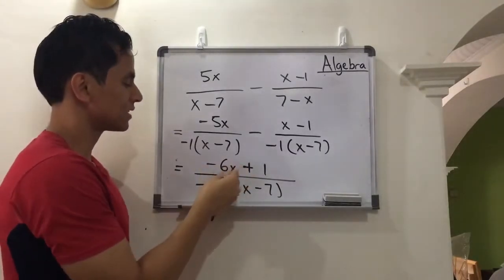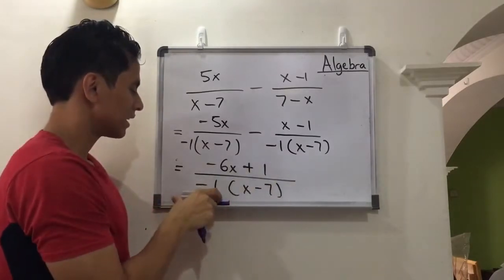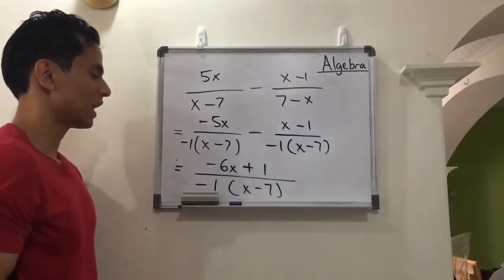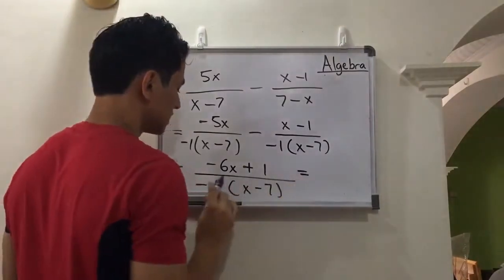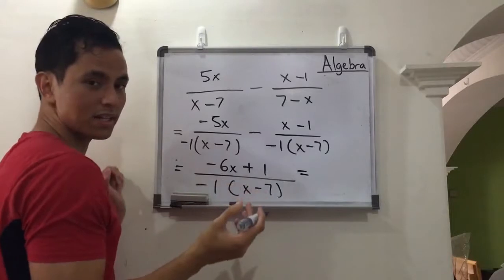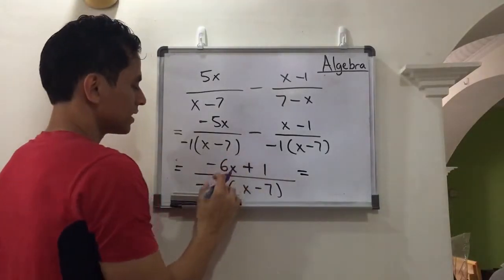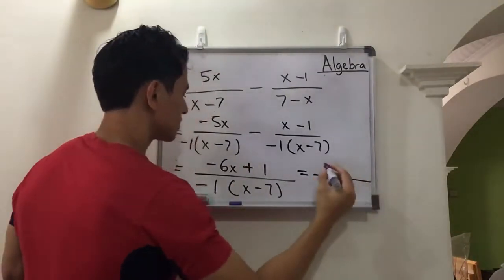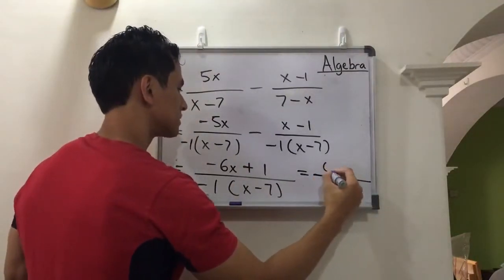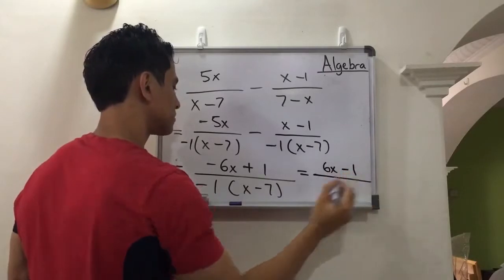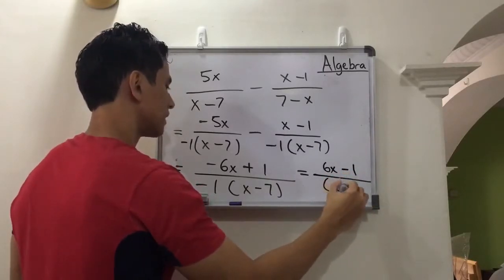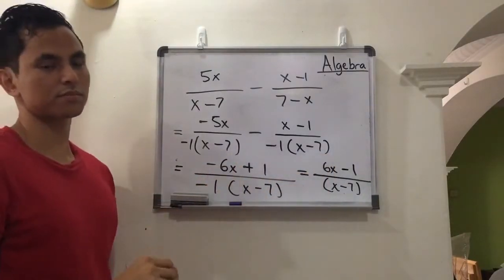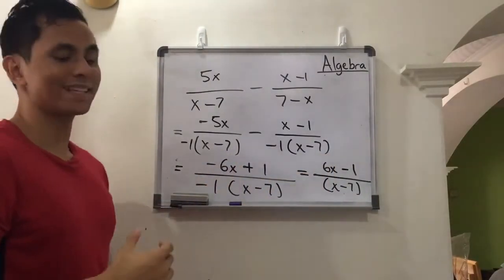It's fine to present it as such, or if you don't like too many negatives here, you also can remove the negatives if you want. Instead of writing it as -1, you can divide both sides by -1. So if you do that, you will get 6x minus 1 over x minus 7. Okay, so both of them are fine. Alright, so let me move on to the last example now.